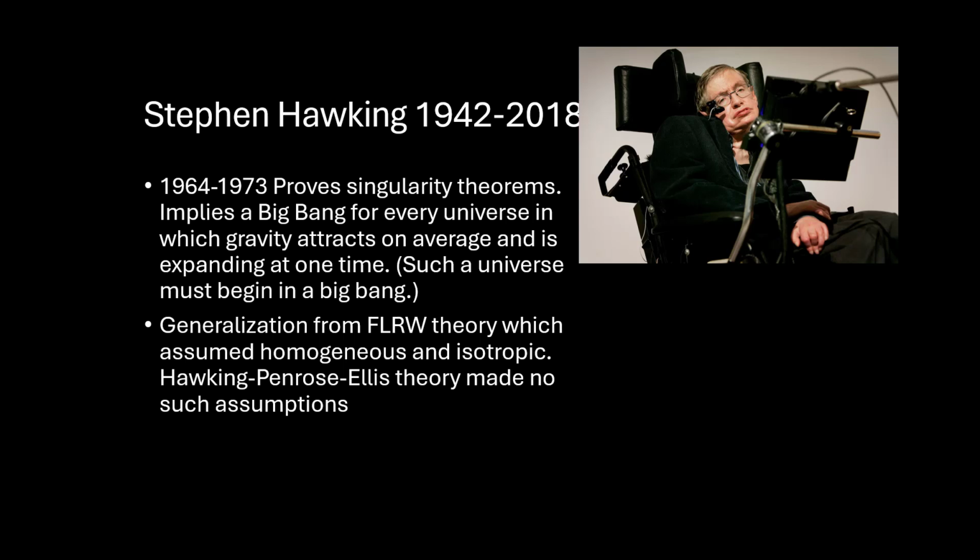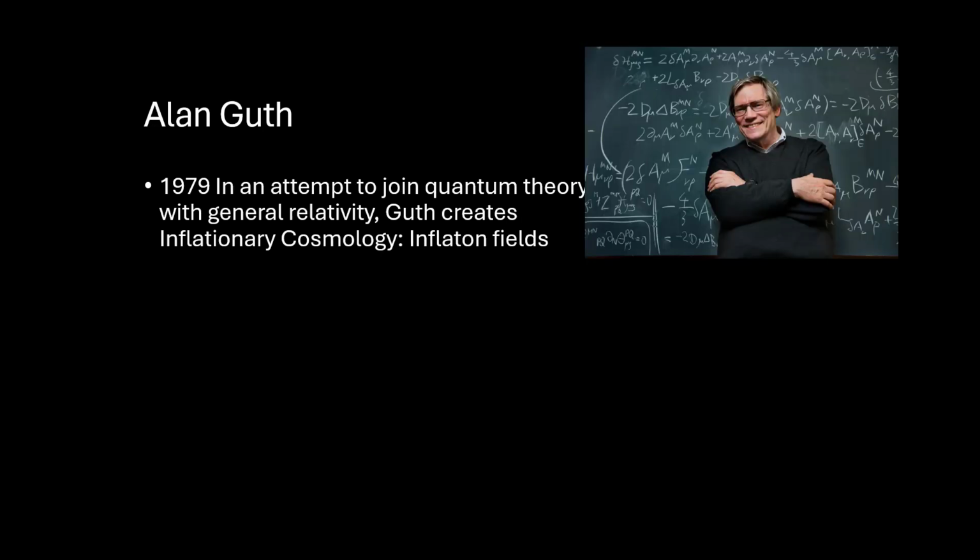This was a big generalization of the Friedman, Lemaitre, Robertson, Walker theory that had assumed a homogeneous and isotropic distribution of mass through the universe. Hawking, Penrose, Ellis, they made no such assumptions. And so their theory is more general and implies that there must be a Big Bang.